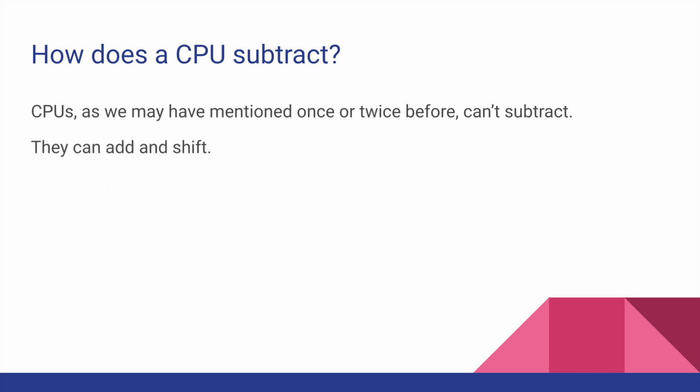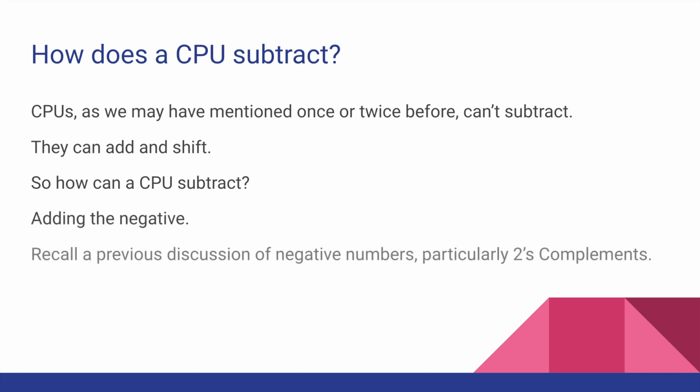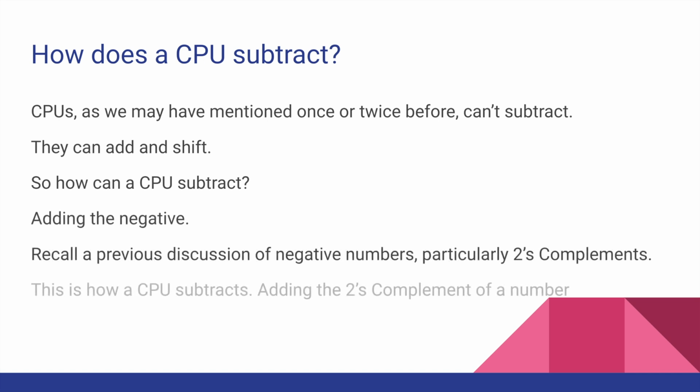And before we go any further, yeah, there are easier ways of doing this, but this is not how a CPU does the job. What we're doing is looking at the way a CPU works. So, as we've mentioned, CPUs can't do anything but add and shift. So how does a CPU subtract?